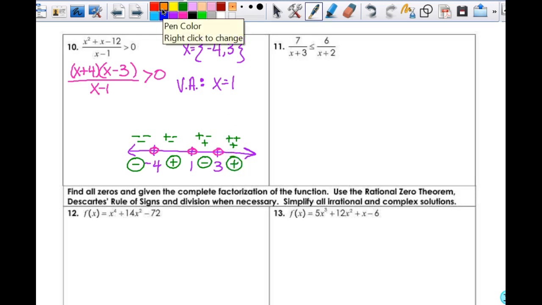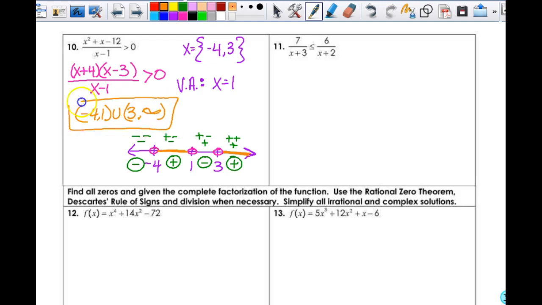All right, so then I have to shade. I want this to be greater than 0, which means it's going to be my positive. So here and here. So negative 4 to 1, open. And then 3 to infinity. Remember, the interval and the number line are both part of your answer.